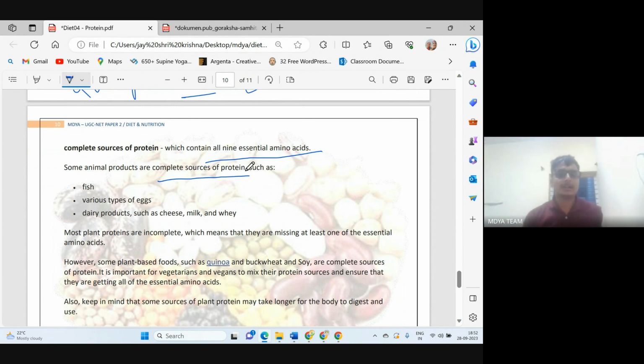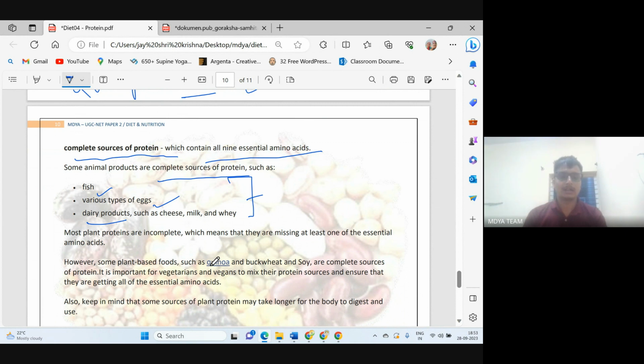That's why in animal sources, whether it is fish, various types of egg, or dairy products, all the amino acids are present. So these are complete sources of protein. Most plant sources are incomplete sources of protein. In plants, only 2 or 3 sources have complete protein.